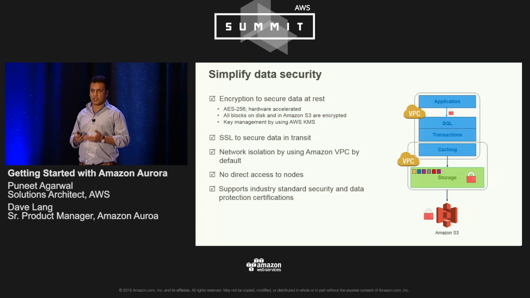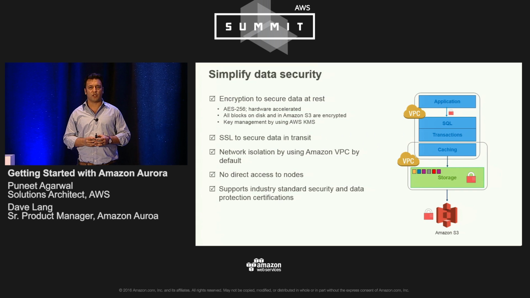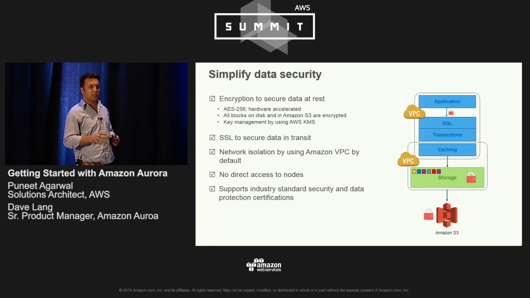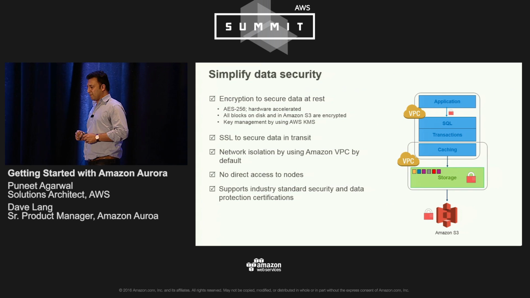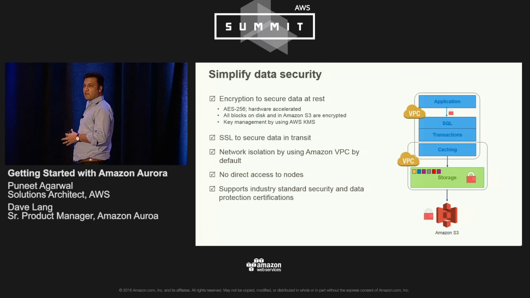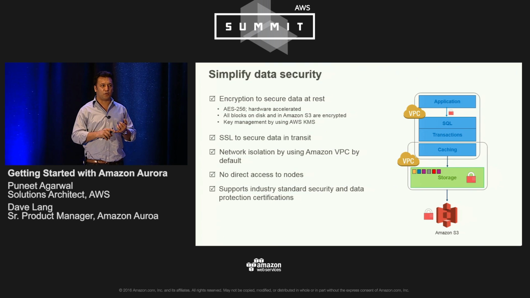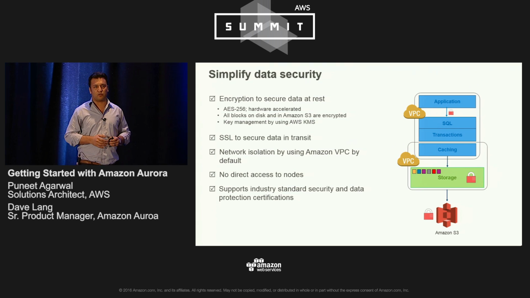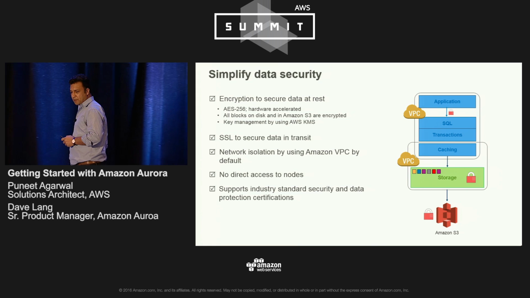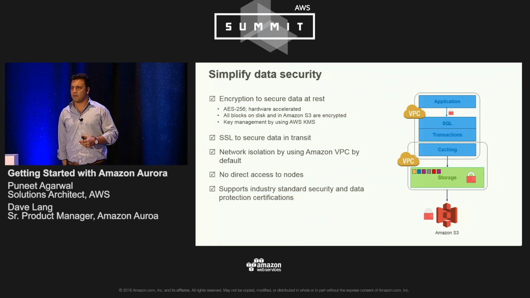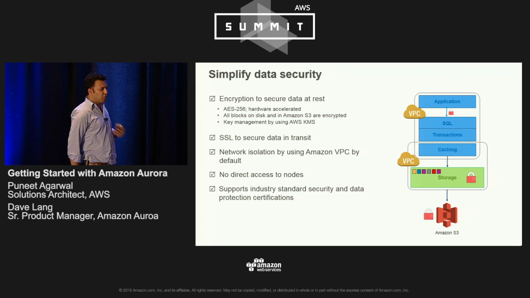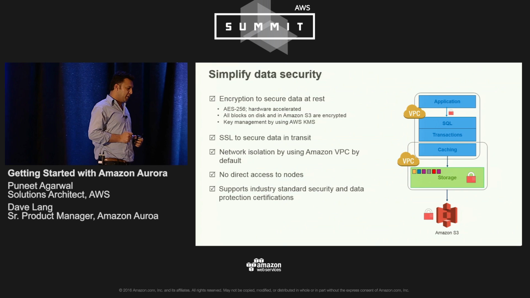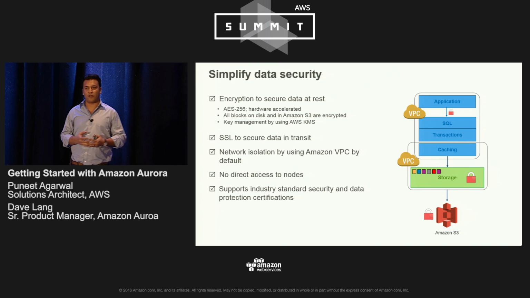In terms of network isolation, if you have used Amazon VPC before, you might know this. All Aurora databases are available in VPC by default. So that gives you a lot of advantages in terms of security. You can use security groups, network ACLs, routing tables, private subnets, and all that to secure access to your database. So that's available by default. And since Aurora is offered as a managed service, there is no direct access to the nodes. You cannot SSH into your database box. You will connect to your database using a DNS endpoint and a port number, and that reduces your attack surface on the database itself.